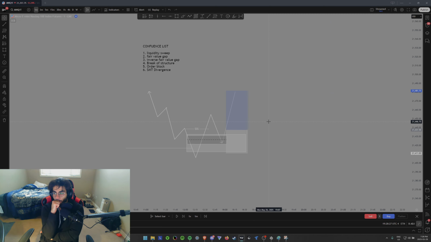And out of all these confluences, with SMT as an exception, because it just makes the model better, I want you to pick 3 of them. Liquidity sweep is a must, first of all. You need a liquidity sweep in most of your trades. You don't need an SMT, but it makes it better. Then out of break of structure, order block, fair value gap, inverse fair value gap, break of structure matters if you're only looking for reversals. If you already know what trend you're in, it doesn't matter. I want you to pick the one that you see the most, the one that works for your eyes.